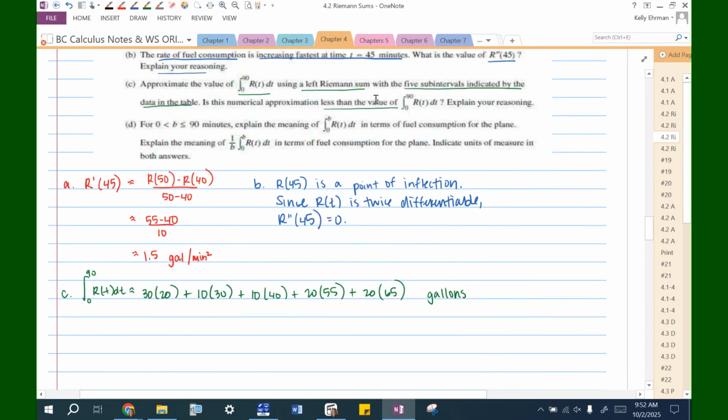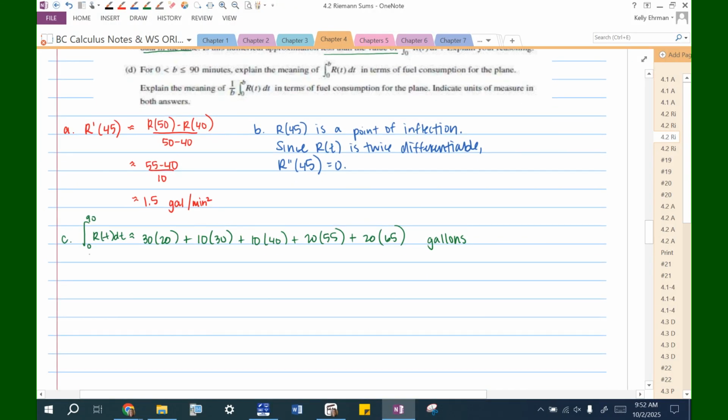Is this approximation less than the actual integral? Explain your reasoning. So I would say R of t is strictly increasing. So this approximation is less than the actual integral from 0 to 90 of R of t dt.